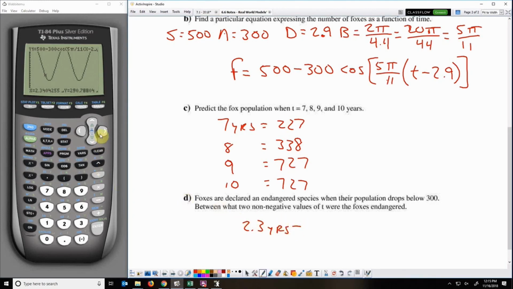And when did they come back out of endangerment? When they crossed back over 300. Looks like about 3.5 years. And on this graph, we're going to see another place where they were endangered, another time. Looks like 6.8 years. And then they came back out of endangerment. About 7.97, right about 8 years.